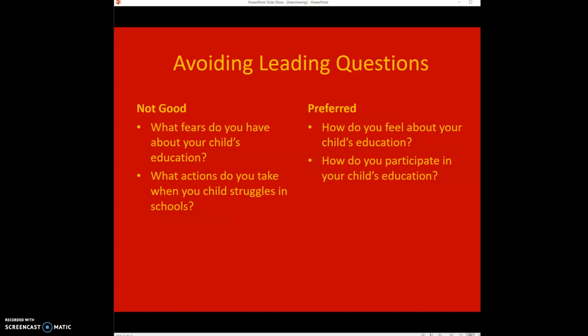Which leaves open this possibility, but it also leaves open the possibility that the kid isn't struggling in school, they actually do okay, but they still participate.